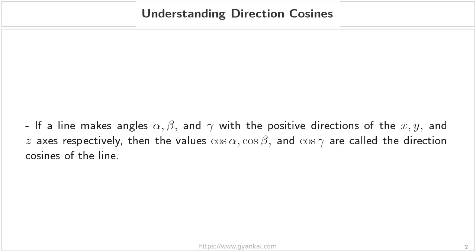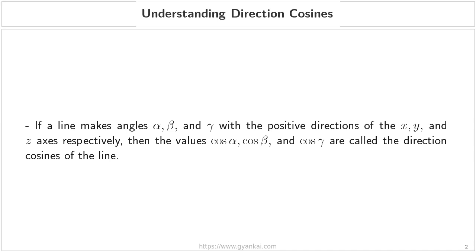Understanding direction cosines. Imagine a line passing through three-dimensional space. This line isn't just floating randomly, it makes specific angles with our coordinate axes. Specifically, let's say the line makes an angle alpha with the positive x-axis, an angle beta with the positive y-axis, and an angle gamma with the positive z-axis.